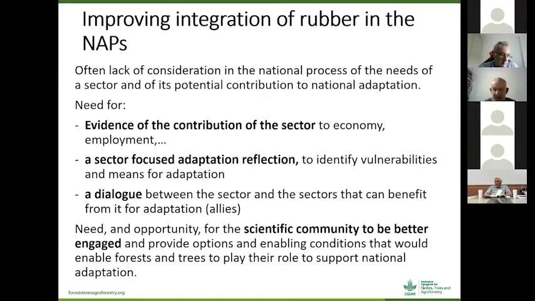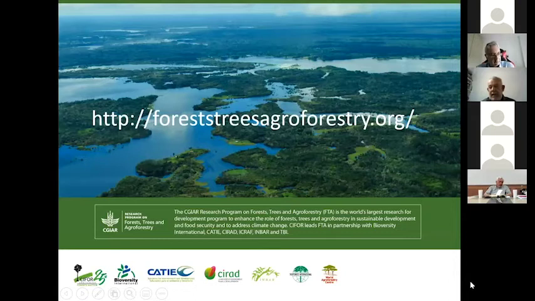I think that's it. Again, taking the example of Sri Lanka, this is really an example of how good science can back up the action of a sector to be properly recognized and supported in national adaptation plans.